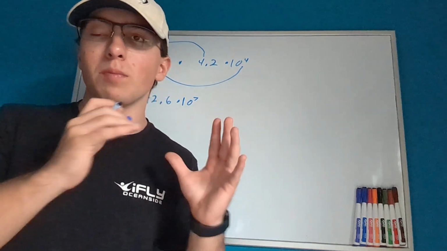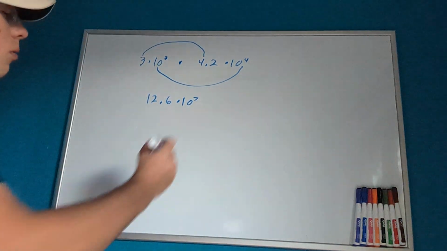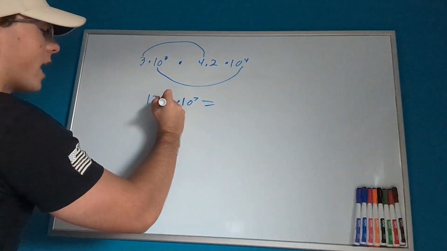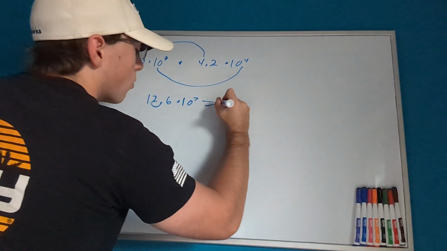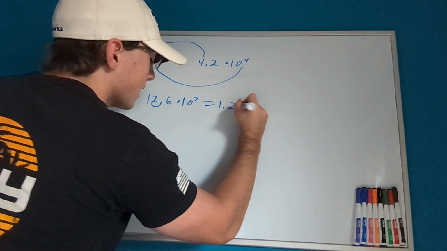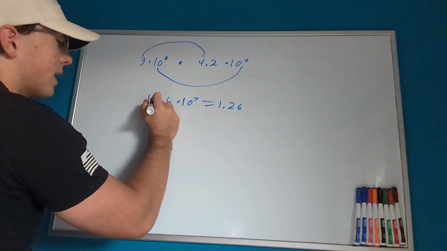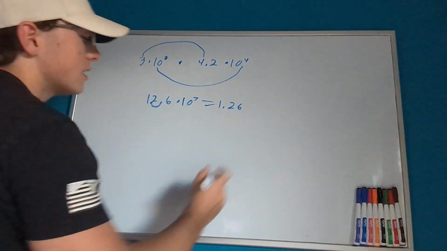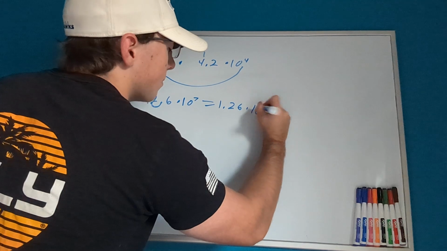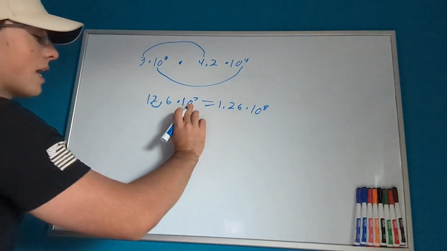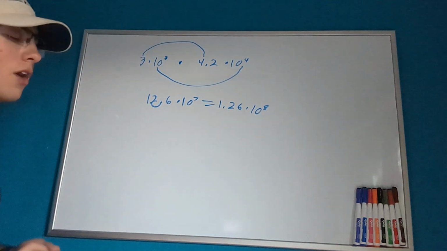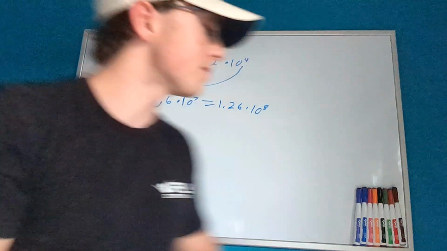Because it must be between 1 and 10. Okay, so we're going to rewrite this as we're going to move the decimal right here. So 1.26. And let's notice this. We're decreasing this by 10, so we must increase this by 10 for them to be the same number. So it's going to go from 10 to the 7th to 10 to the 8th. Okay? Hopefully you understood that step.